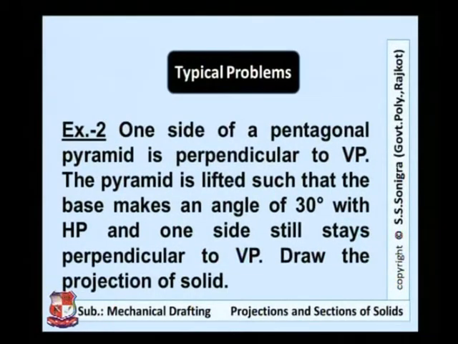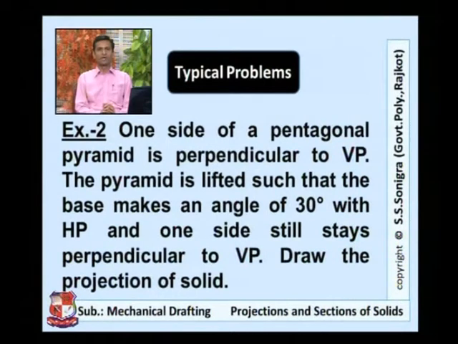Number 2. One side of a pentagonal pyramid is perpendicular to the vertical plane. The pyramid is lifted such that the base makes an angle of 30 degree with the horizontal plane, and one side still stays perpendicular to VP. Draw the projections of the solid. Here a pentagonal pyramid is given, and it is given that one side is perpendicular to the vertical plane.